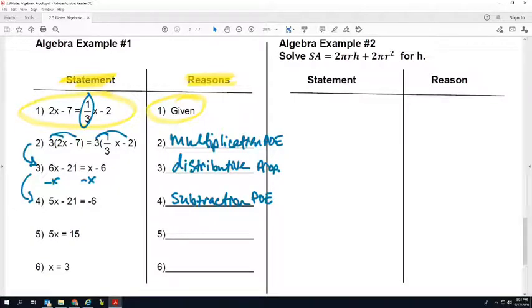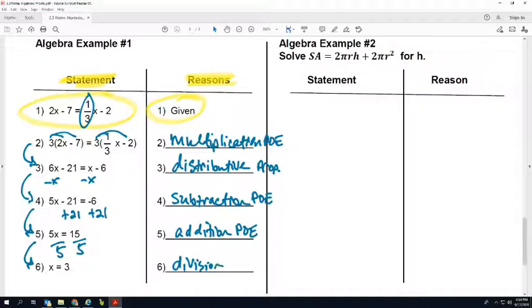Okay, next, to go from step 4 to step 5, we took 5x minus 21 equals negative 6, and we moved the 21 to the other side and got 5x equals 15 using the addition property. All right, next, we want to go from 5x equals 15 to x equals 3. So to make that happen, we divide both sides by 5 using the division property. And we are through with that proof.